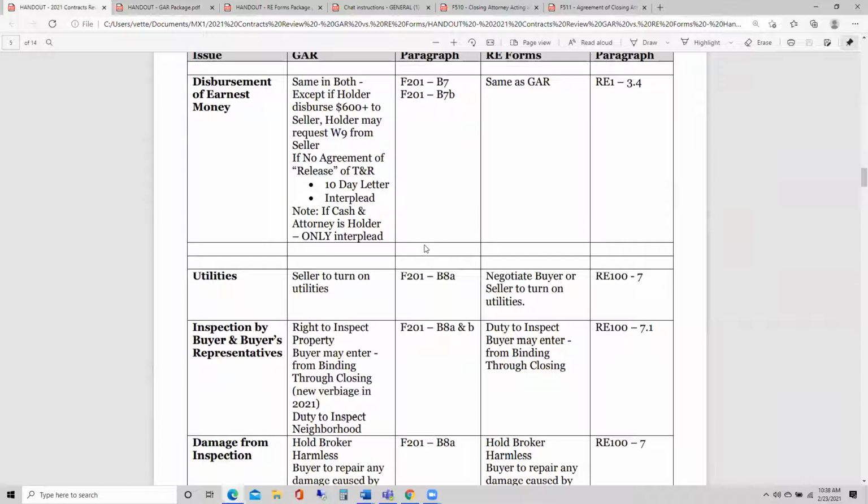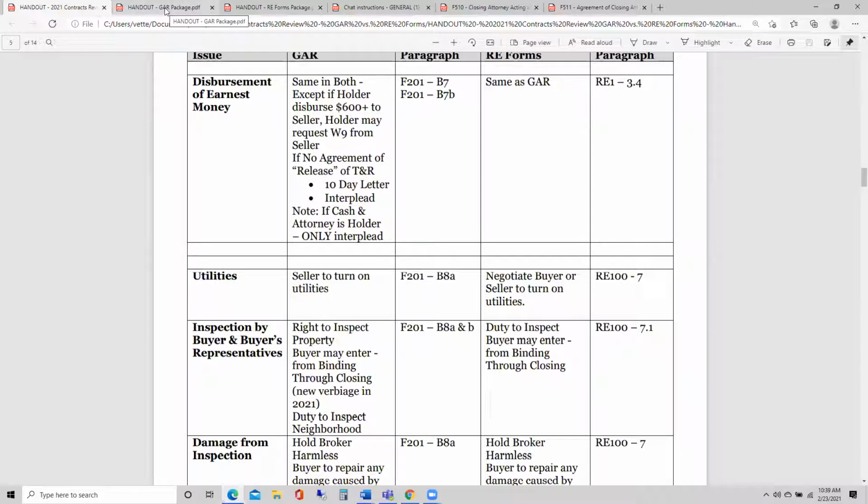Disbursement of earnest money. So basically, once the earnest money is in the holder's trust account, there are a limited, very specific number of ways the earnest money can come out of that trust account. If the parties never agree to a contract, if there's written agreement on the quote unquote release portion of a TNR, directing the holder how to disperse the funds, and so forth. All of that is the same in both. There are just a couple of differences between the GAR and the RE.